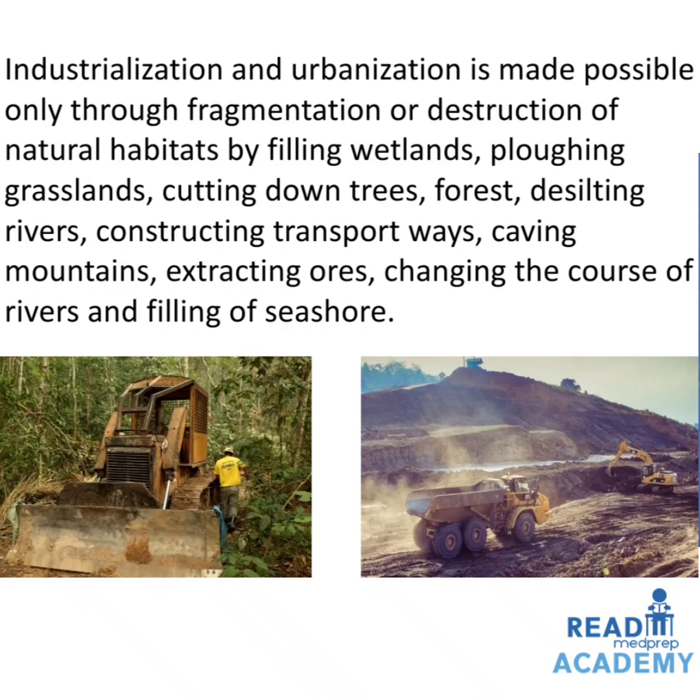Industrialization and urbanization is made possible only through fragmentation or destruction of natural habitats by filling the wetlands, plowing grasslands, cutting down trees, forests, desilting rivers, constructing transport ways, caving mountains, extracting ores, changing the course of rivers and filling of seashore. In the image on the left side you can see the cutting down of the natural forest. The right side you can see the extraction of the ores.